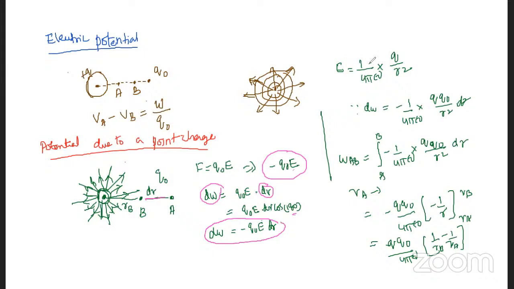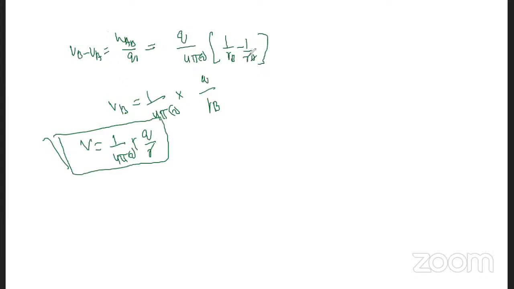Already we know the electric field we have defined: E equals 1 by 4 pi epsilon naught Q by r square. Therefore, if you substitute, we have got dW equals minus 1 by 4 pi epsilon naught Q into Q naught by r square into dr. Now if you want to do some work in order to move this test charge from point A to B, we have to take the line integral with the limits between A and B. So we have substituted and done the integration, and we have got Q naught by 4 pi epsilon naught into 1 by RB minus 1 by RA. So this is the electric potential due to a point charge we have got.